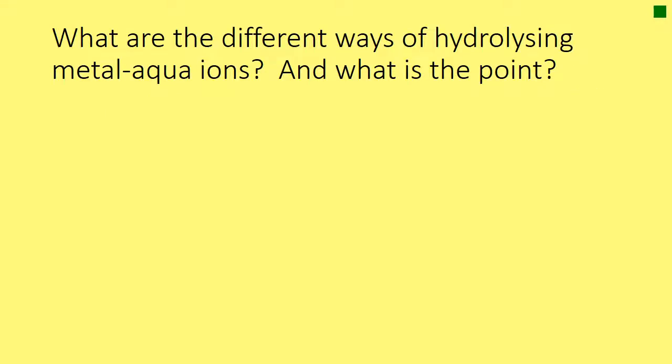If you remember, we were trying to answer this question: what are the different ways of hydrolyzing metal aqua ions? And we've dealt with the first way, which was to add hydroxide ions from a strong alkali like sodium hydroxide. But the second way that we mentioned was we could add ammonia.